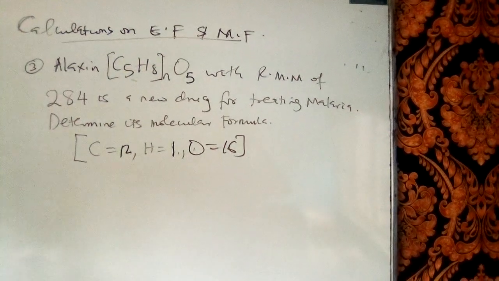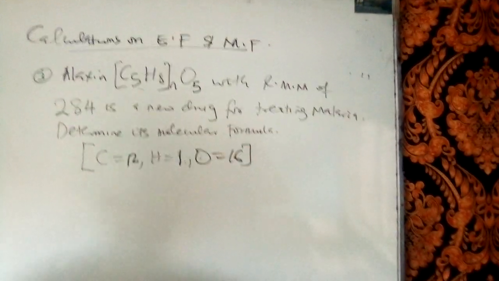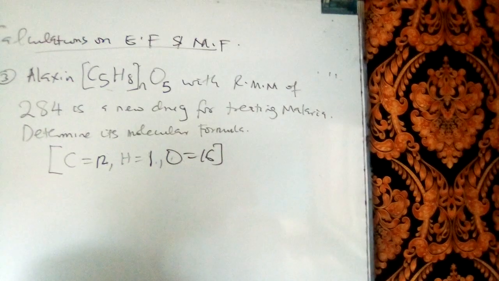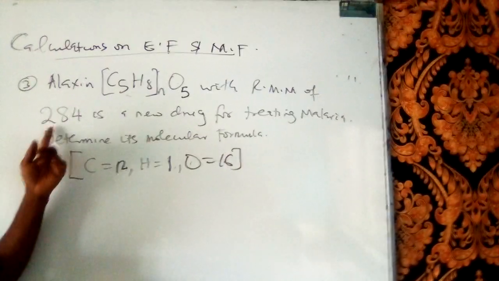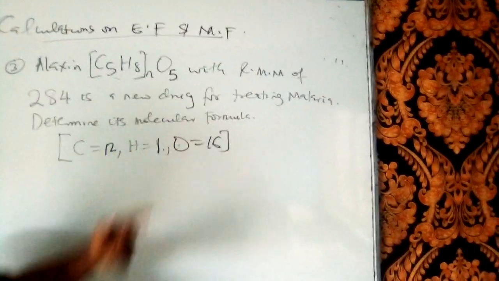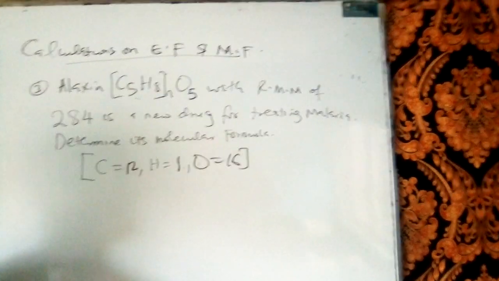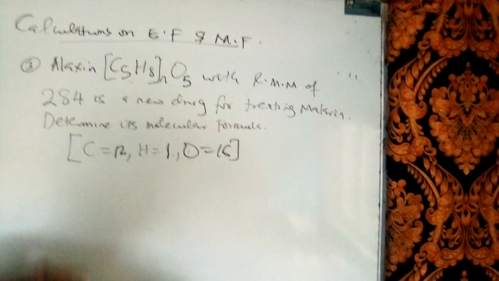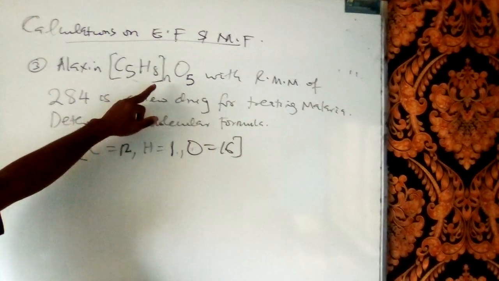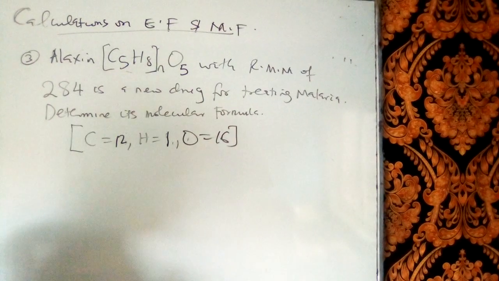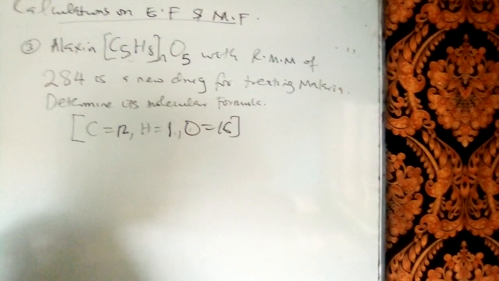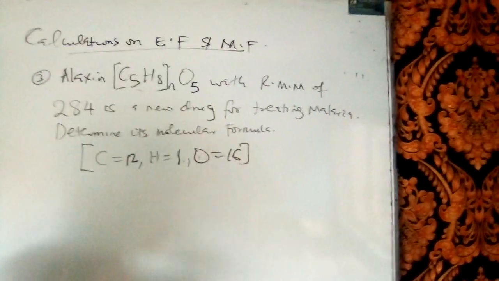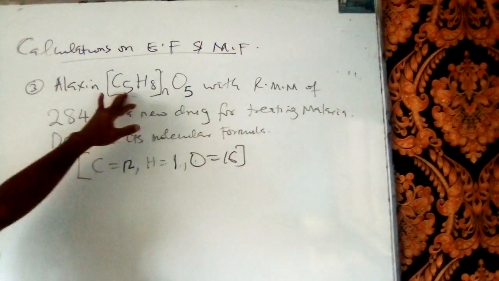Looking at the question on the board: alazine, (C5H8NO5)n with a molecular mass of 284, is a new drug for treating malaria. That means we want its molecular formula. This question is very straightforward and simple. By having n here, they have already calculated the empirical formula for us. You don't need to find the percentage of each element again, so we have bypassed the empirical formula area.